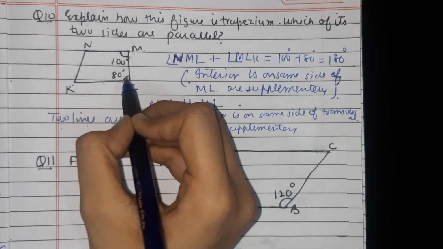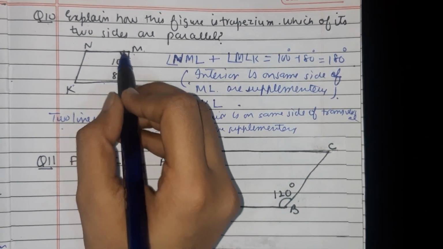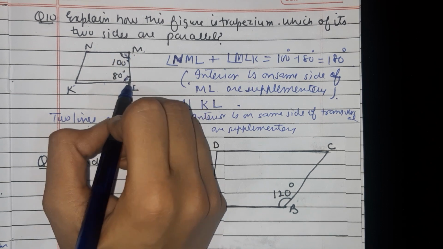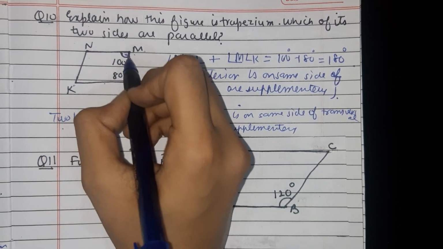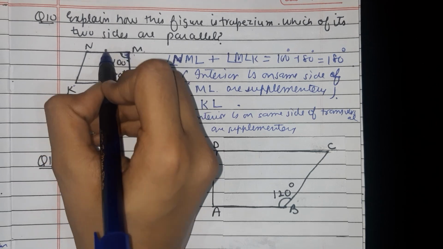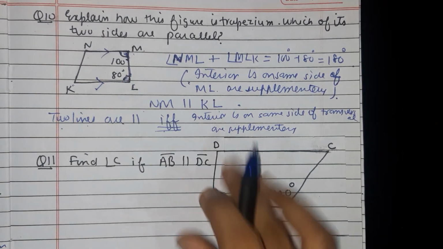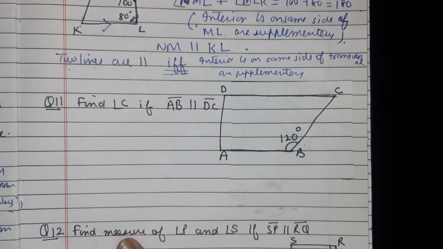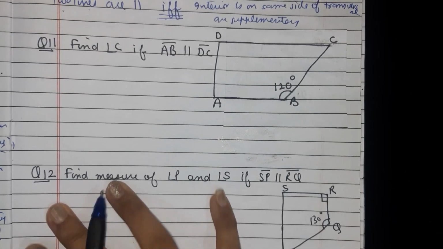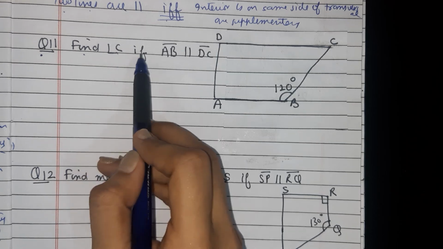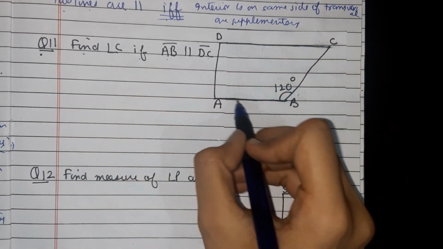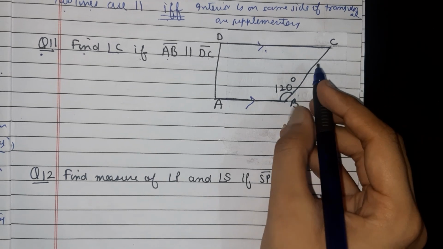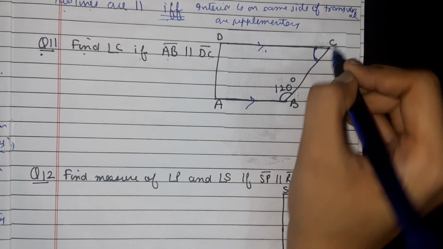Since these two angles are supplementary, the adjacent angles, or you can say interior angles, on the same side of the transversal ML are supplementary. That means NM is parallel to KL. So this is the property. Okay, next question is find angle C if AB is parallel to DC. So this AB is parallel to DC and we need to find the value of C.